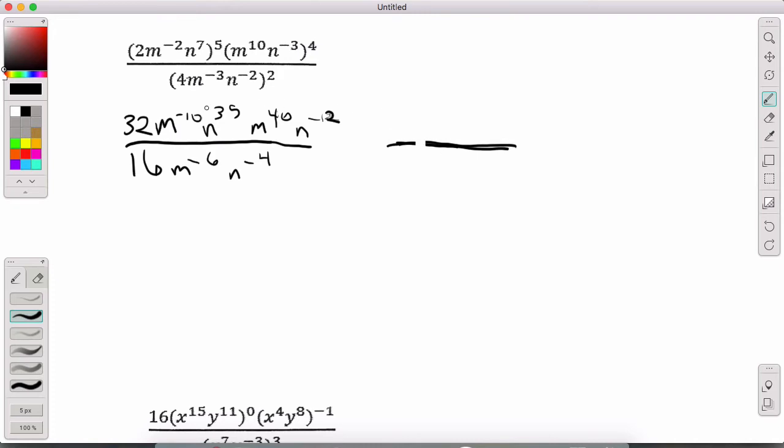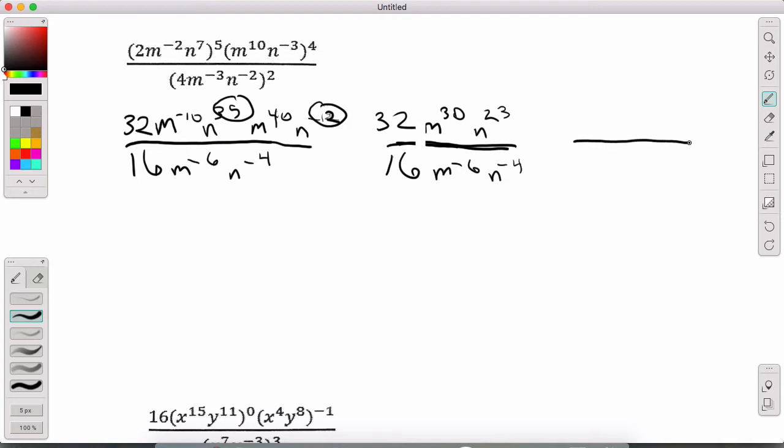So I have m negative 10 and m 40. Together that's going to be m to the 30. I have n 35 minus 12 and 23. And I also have the 32. There's no other simplifying to do in our denominator. And now I can begin to work on my final step, our division.